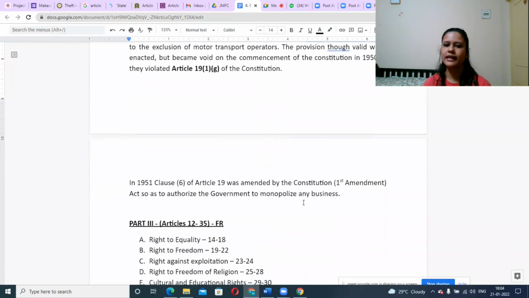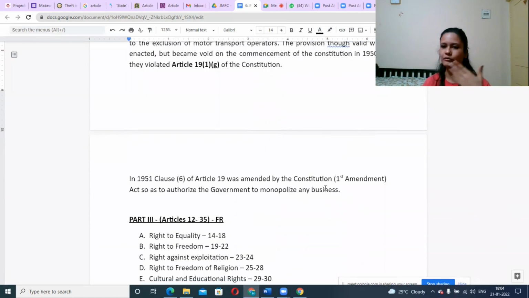But there was an amendment, by way of the first constitutional amendment, right? Some sub-clauses were added in Article 19. That is Clause 6 of Article 19, which said that whatever fundamental rights are guaranteed to us, they are not absolute. There may be some limitations.